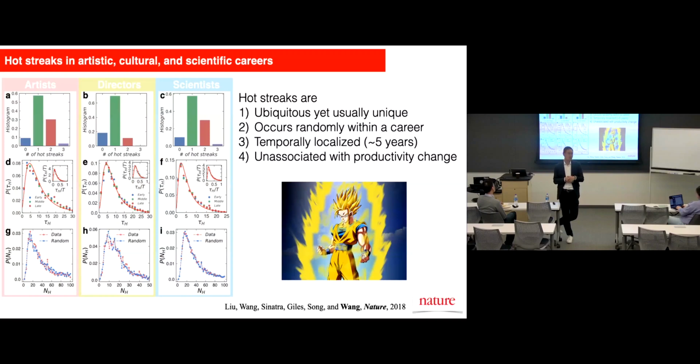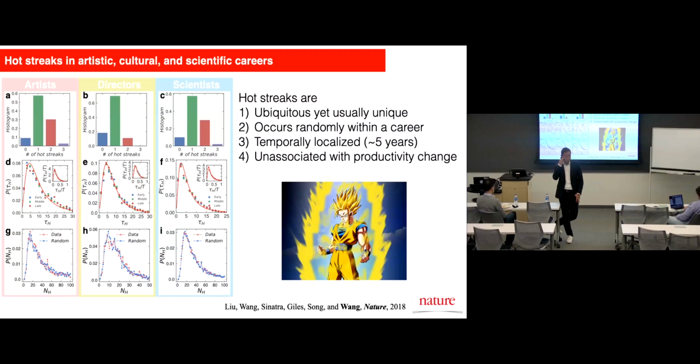We also see that hot streaks don't last forever. Usually they last about 4 to 5 years, and they appear to be unassociated with productivity change. In other words, we don't see you produce more than we would otherwise expect. It's just that what you produce during that period is better than everything else you've done in your career, all right?